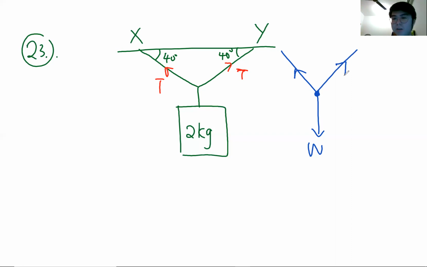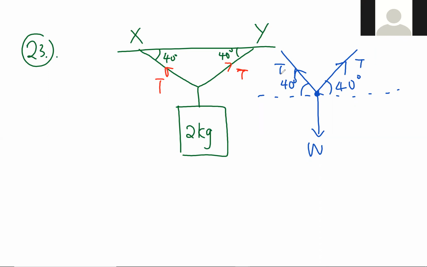Okay, now the angle here is 40 and here is 40. Tension is given, right? 40. Now I want to find, since the two tensions are diagonal, they are inclined forces, right? So I can resolve them into vertical and horizontal forces. Meaning that now I want to resolve the tension into vertical and horizontal.